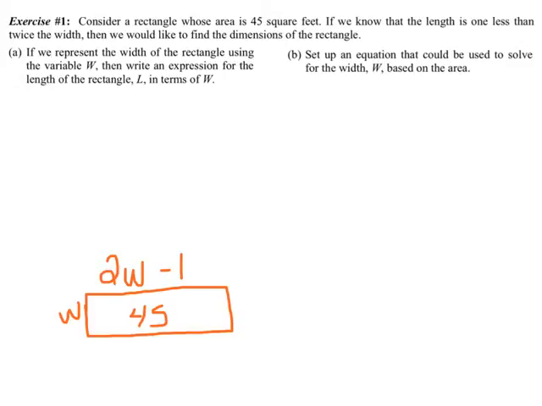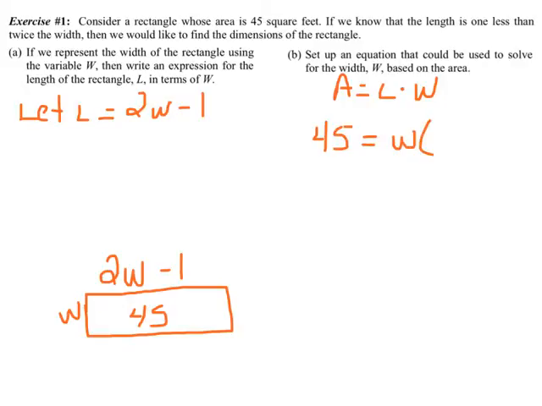Let's go back up to A, and it says write the length in a let statement. So let L equal, what do we say we let the length equal? 2W minus 1. B. Set up an equation that could be used to solve for the width W based on the area. So I'm going to say my area formula is length times width. So area 45 equals W times 2W minus 1. Remember now that 45 can go on either side.